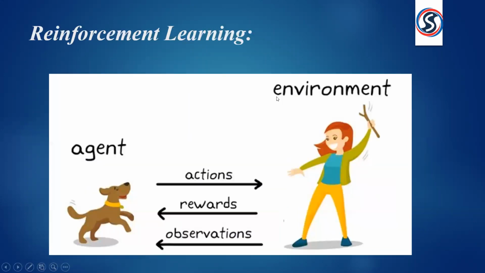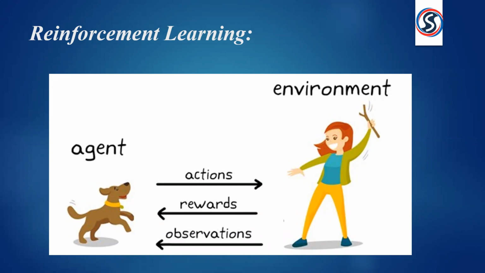Now, what do you mean by reinforcement learning? We already know that reinforcement learning is a part of machine learning. Yes or no? So what does it mean? Reinforcement learning is a machine learning technique in which an agent learns to behave in an environment by performing actions and seeing the results of those actions. It is a machine learning technique in which there will be an agent.